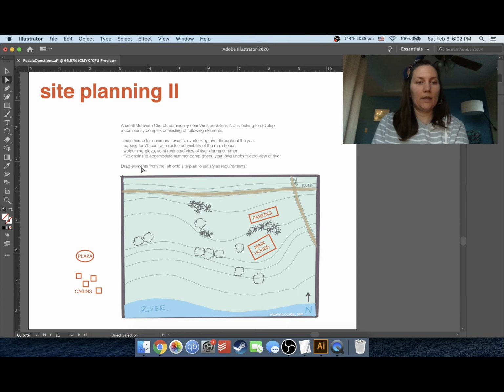Okay, next thing is welcoming plaza, semi-restricted view of river during summer. So if this is the main house, it sort of makes sense to put plaza right here. So let's do that. Like that. And then indeed we have semi-restricted view of the river during summer. Because you can see it a little bit here, but not entirely. So that's good. And then 5 cabins to accommodate summer camp goers, year-long unobstructed view of river. Well, we have 4 of them, so that's okay.